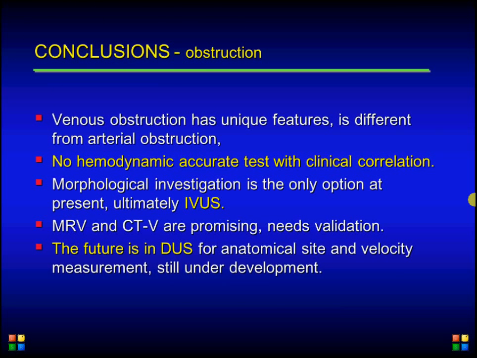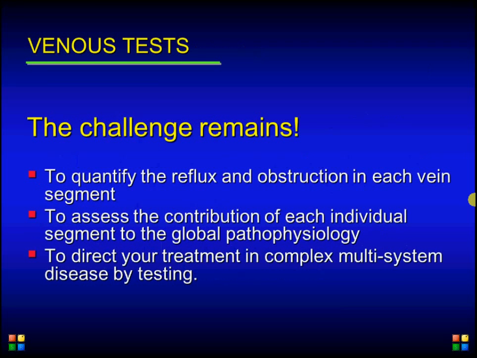Obstruction, we don't have any accurate tests. Even if tests are positive, it doesn't mean that you can exclude a venous obstruction. And you have to go on with some sort of morphological investigation in selected patients, which we can discuss later on. And IVUS, I think, is the optimal test for this. The future lies, however, in the ultrasound. And I think that as we get more experience, we will develop more and more tests that you can do with external ultrasound.